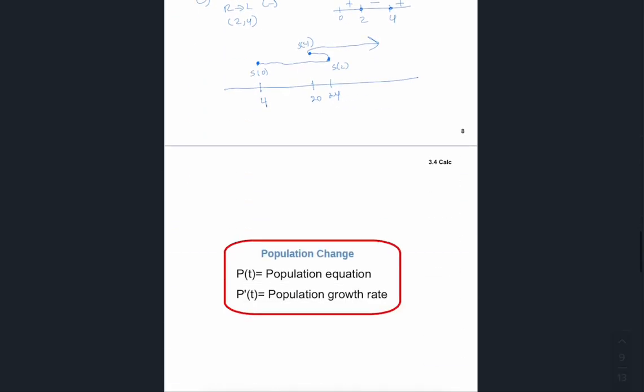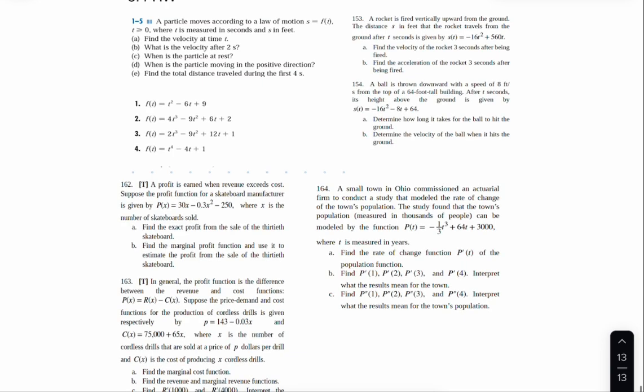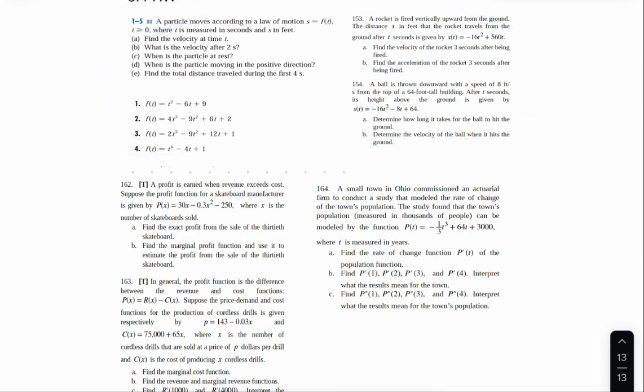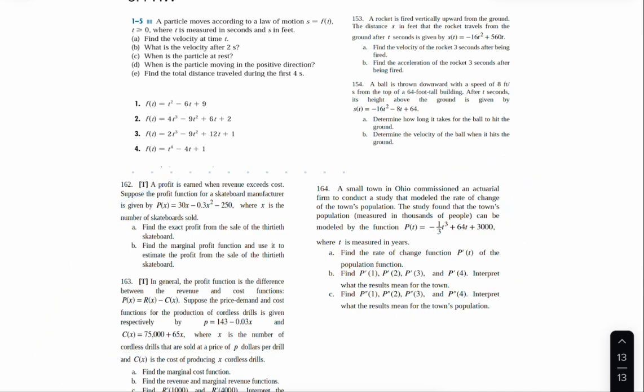So if you look down at your homework, I would start with especially this first one. And here's another, these ones here are about this top section, about your velocity and your position. So start with those. And then tomorrow we will talk more about some business applications, some biology applications, things like that. Okay?